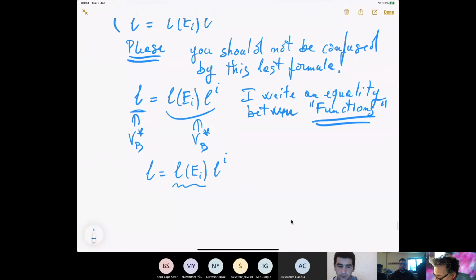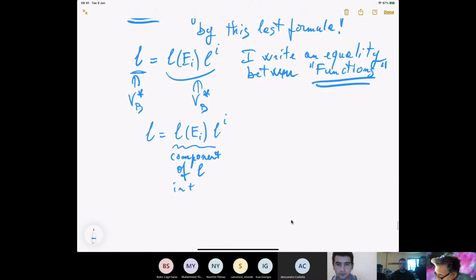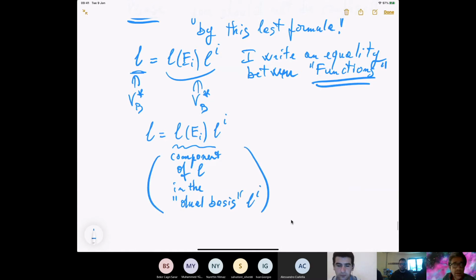So L(e_i) is the component of L in the dual basis L^i.